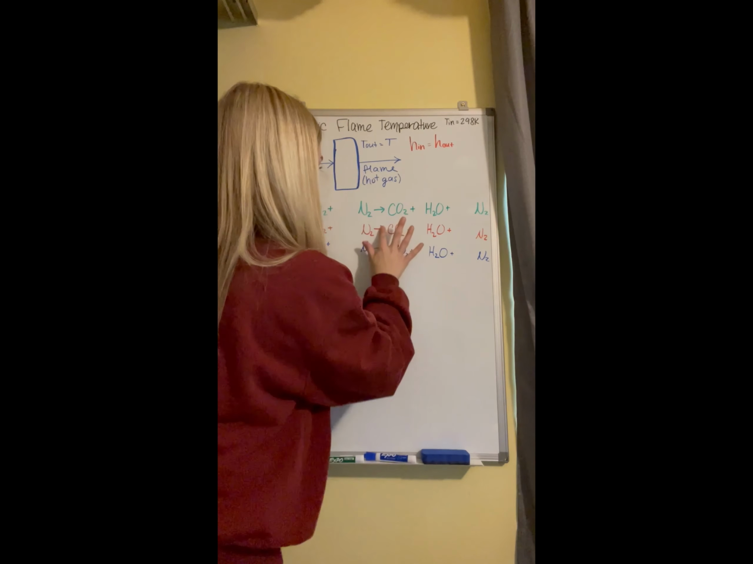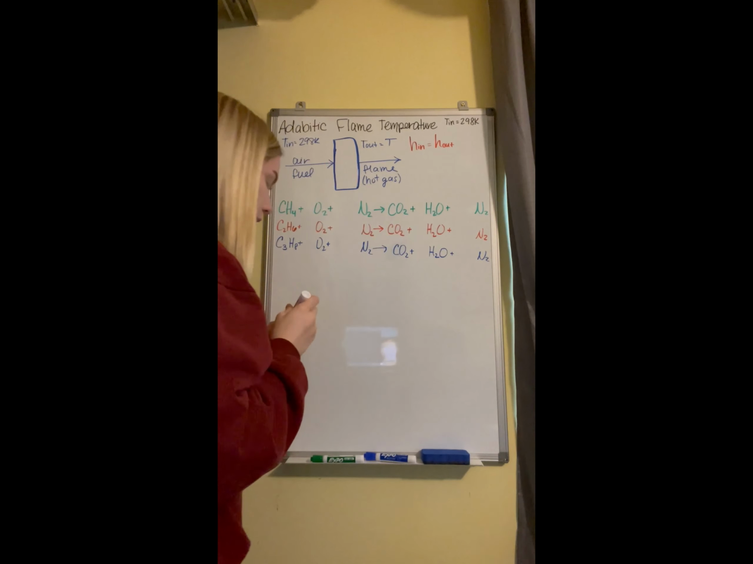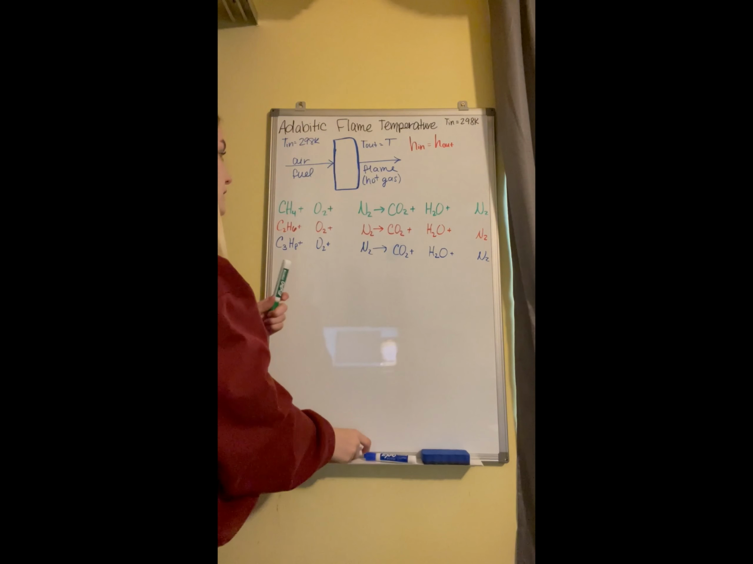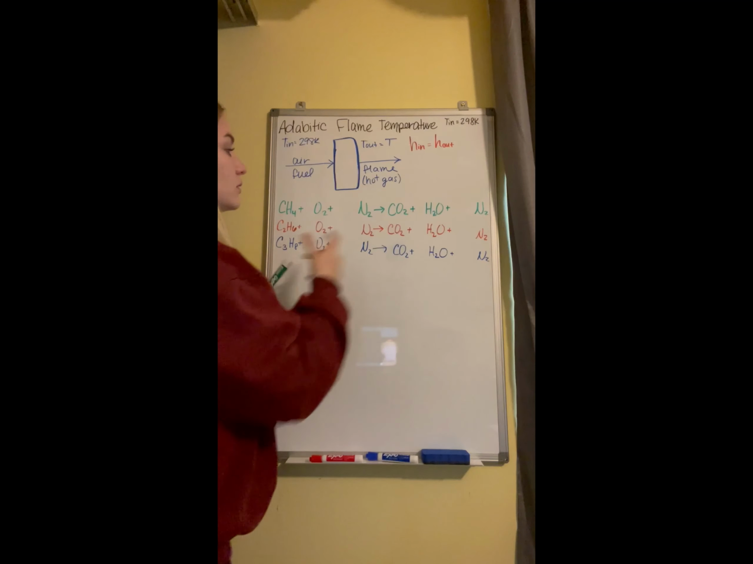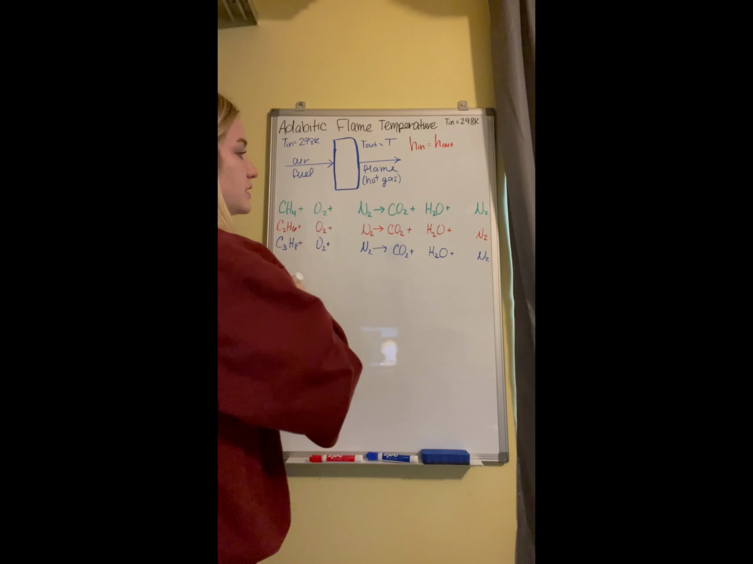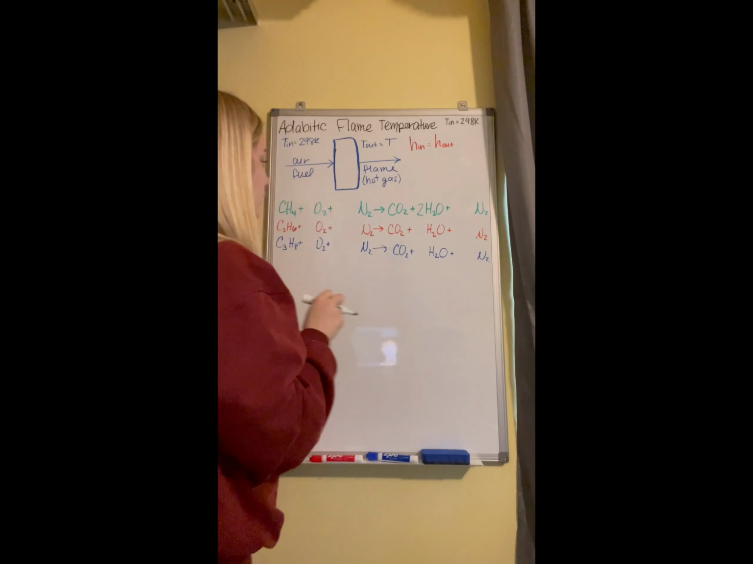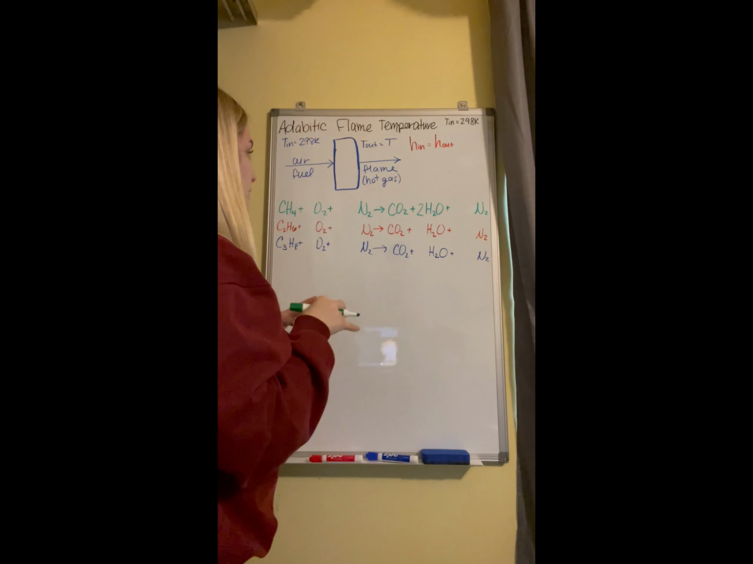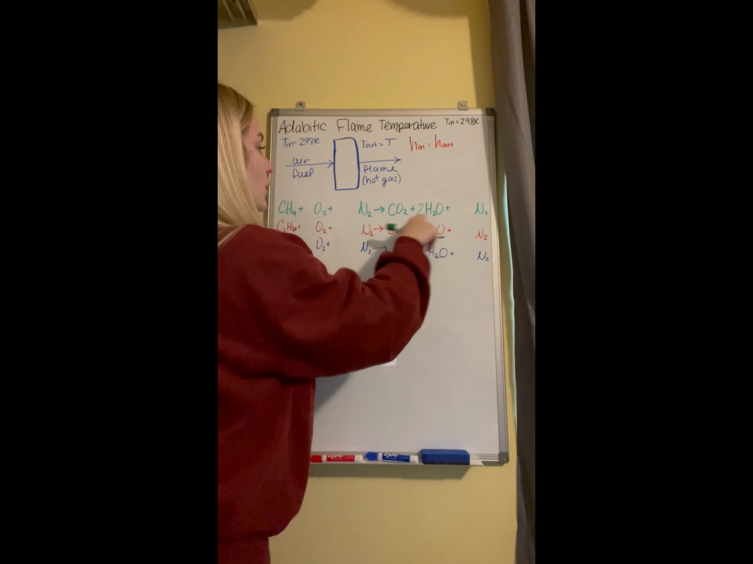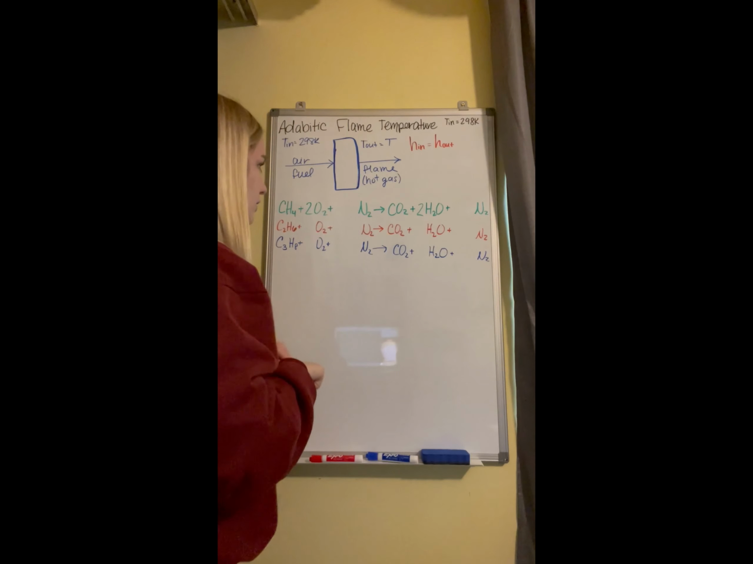And give myself a little room right here. Okay, so now we are going to balance these equations. So we have one carbon and one carbon on the other side, so carbons are good. But we have 4 hydrogens and we only have 2 hydrogens on this side, so we need to add a 2 in front here. So we have 4 hydrogens on both sides, but now we have 4 oxygens and we only have 2 over here, so we have to multiply this by 2.